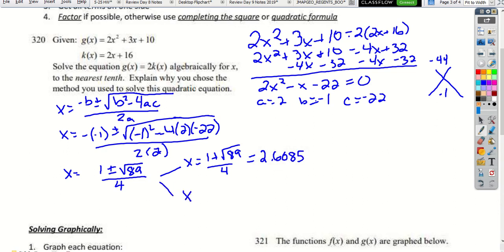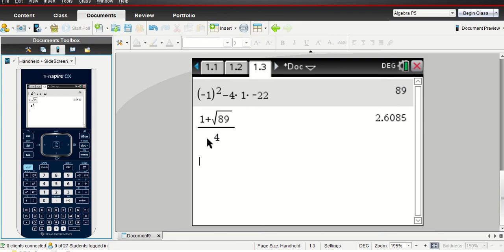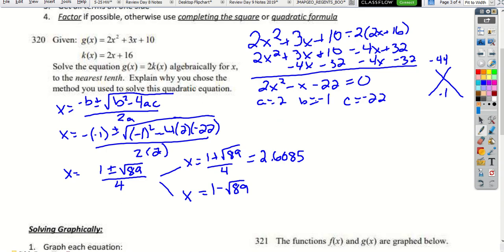Or we're going to do the minus, right? X is equal to 1 minus the square root of 89, okay? And you know what? I just realized we did this wrong. Hopefully you caught it and was like, what is he doing? This should be a 2. So this is actually 177. So small change, okay?